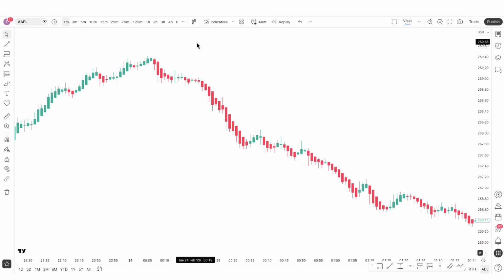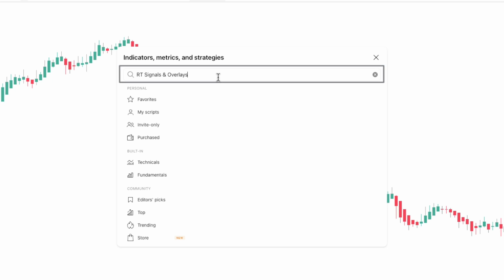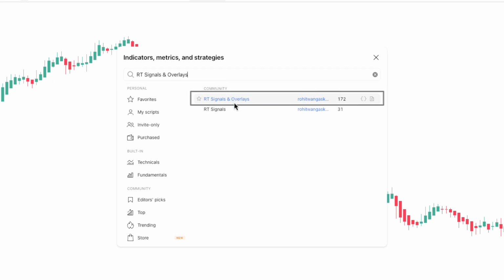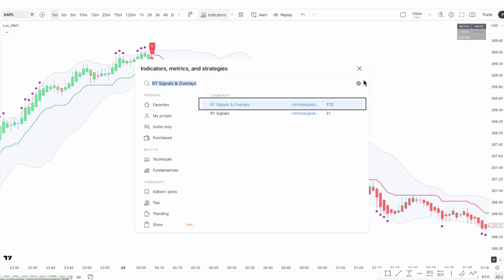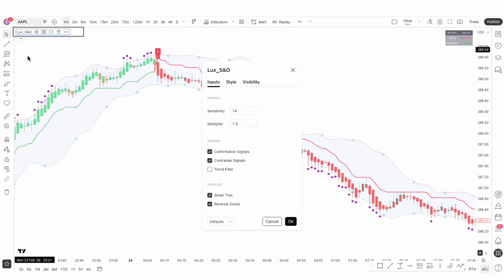And don't sweat the time frame either. Next, you'll want to find those magic indicators. Head over to the Indicators tab and search for the RT Signals and Overlays. Select the indicator made by Rohit Wangask and add it to the chart. Now the indicator settings change for perfect signals.